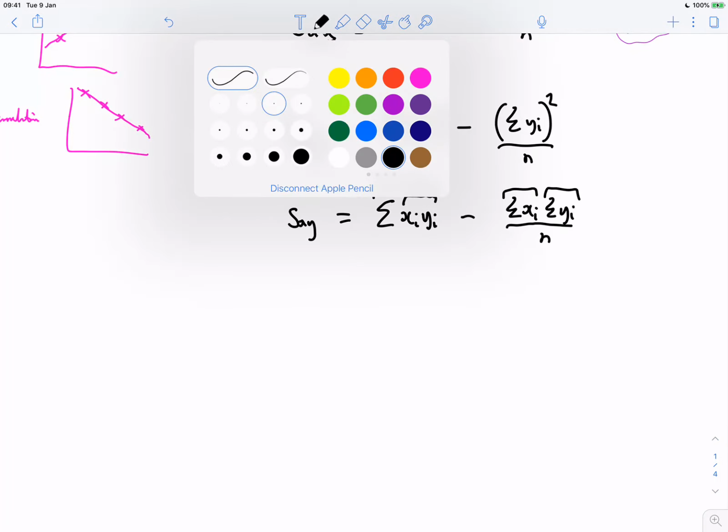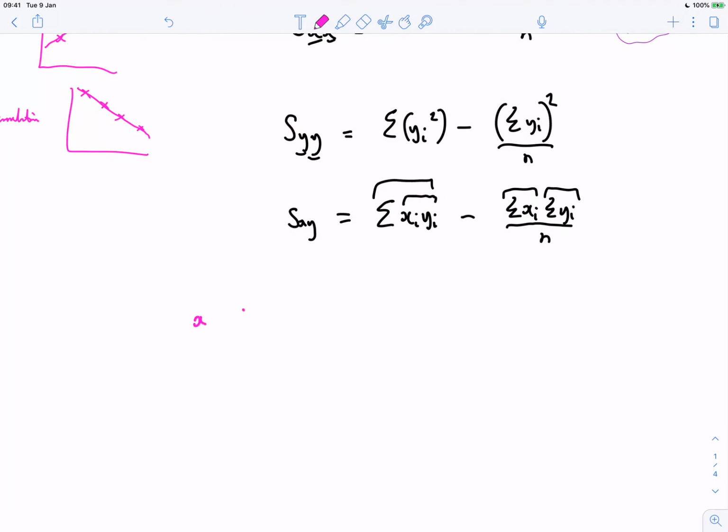So let's take a different example. Let's say x is 1, 2, 3, 4, and let's say y is 5, 6, 7, 8. Then the sum of xi yi means you multiply them first. So 1 times 5 is 5, plus 2 times 6 is 12, 3 times 7 is 21, and 4 times 8 is 32. And then I take the sum of all those x times y's, so that's 17. This is 53.